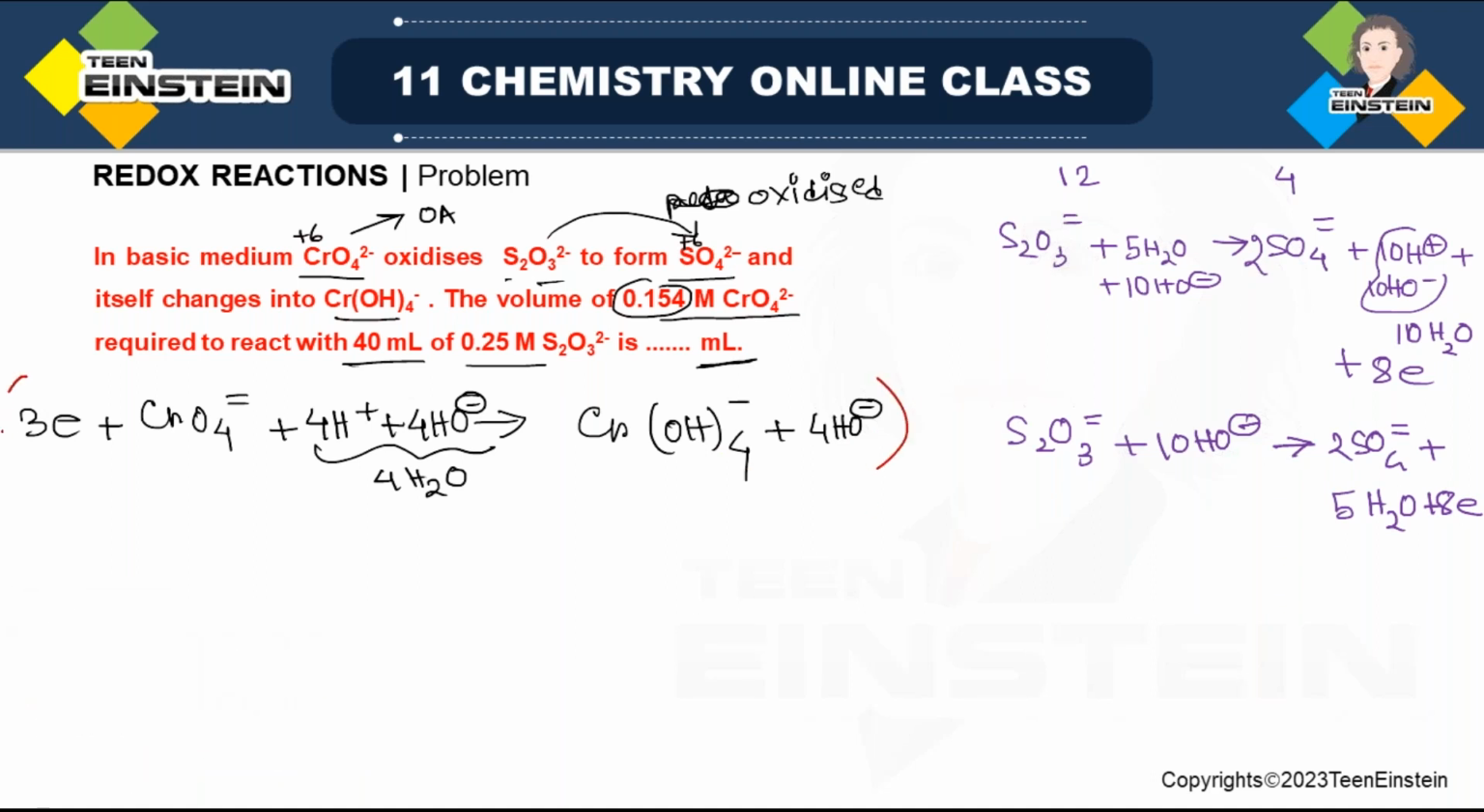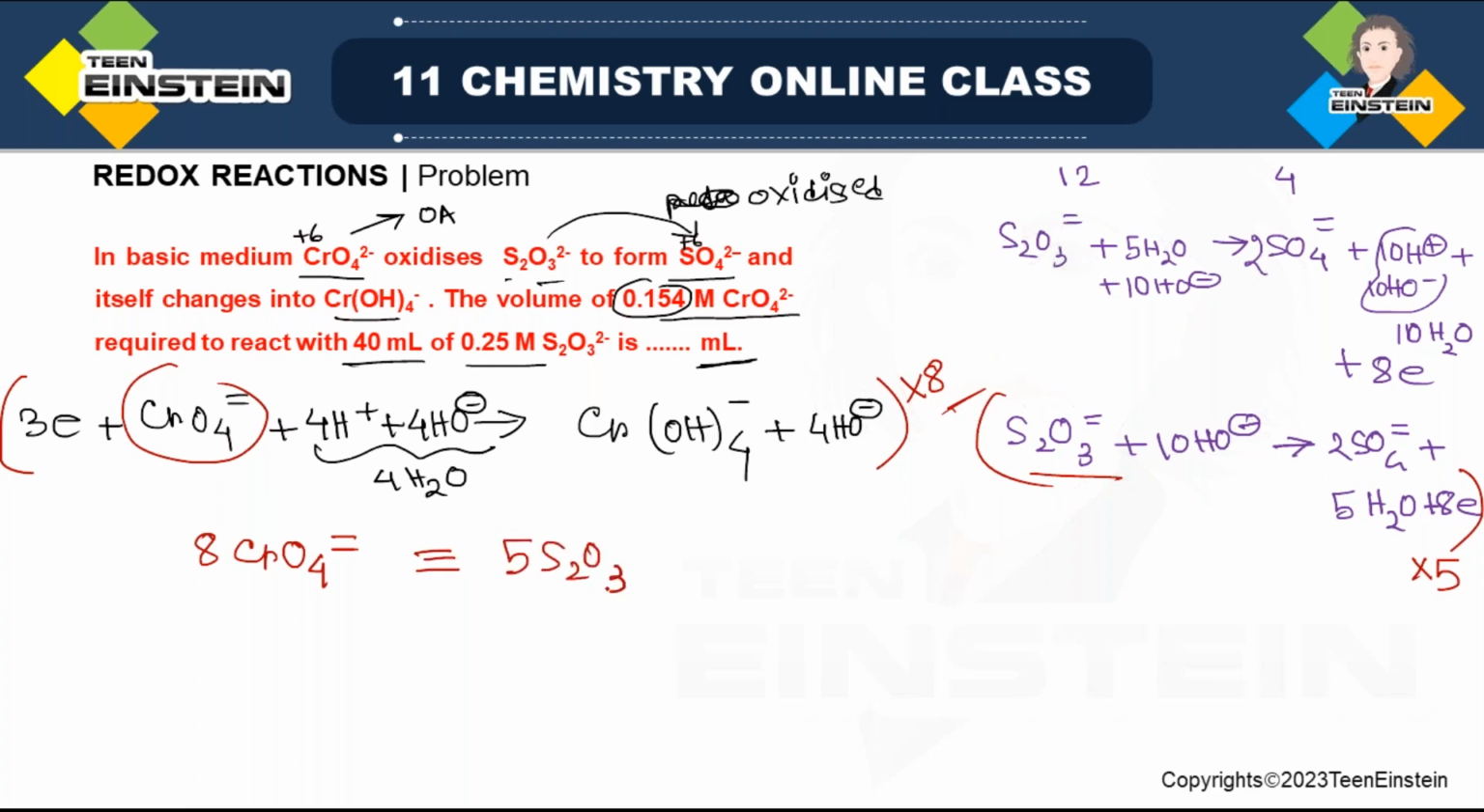Now see, in this reaction we have 3 electrons and in the other equation we have 8 electrons. So we know in this method when we balance it, we have to multiply this equation by 8 and the other equation by 5. But don't waste your time. This much information is enough. You just have to know which number you have to multiply by. But once you multiply, just focus on these species. What you get? You get 8 CrO4 2-, and from this side you get 5 S2O3 2-. That means these two are equivalent, right? So this much information is all we need.